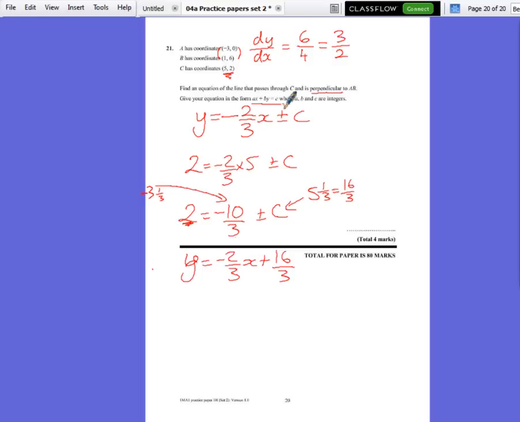So if we've got it all as fractions now, we can get rid of the fractions all in one go. You can see that each part is being divided by 3, so if we times by 3, we must multiply each bit by 3, so that will become 3y. This will just become minus 2x, and this will become plus 16. It then asks for the x's and the y's on the same side, so if we take the 2x to the other side, it would be 2x plus 3y equals 16 as our final answer.